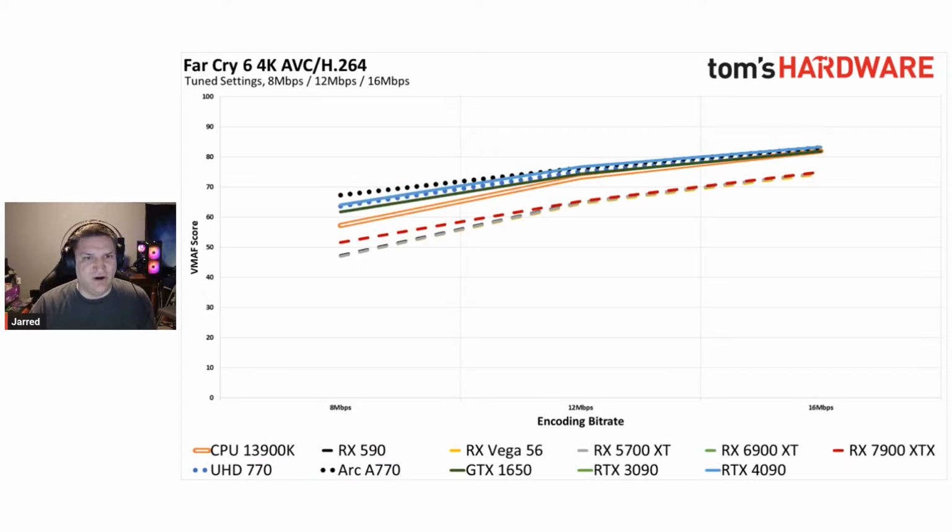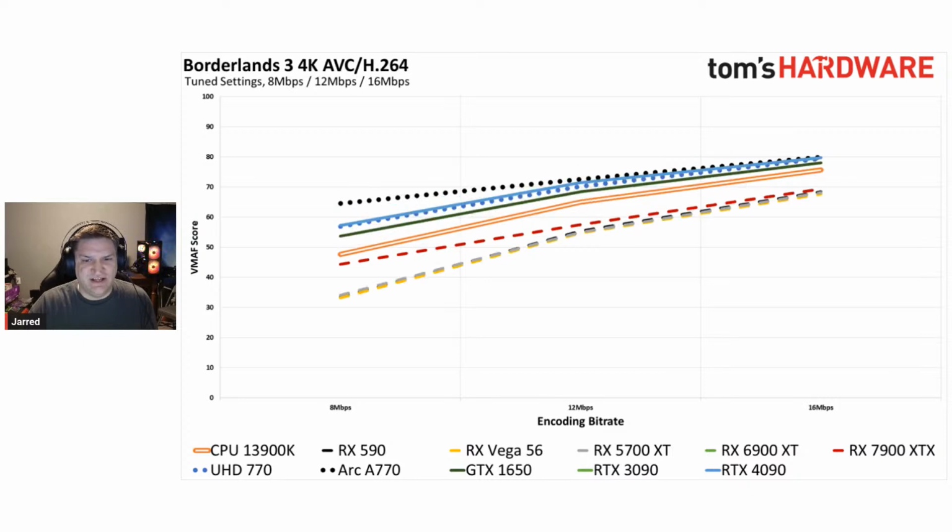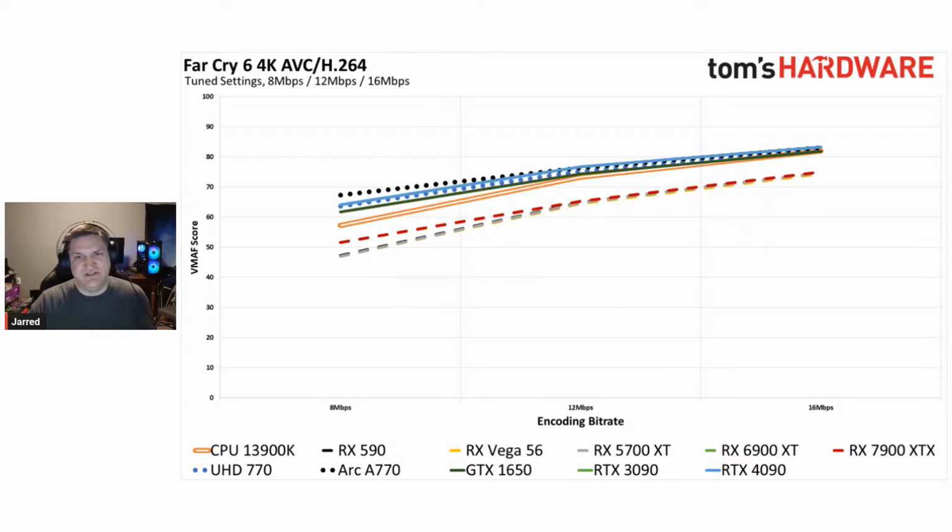Let's go on to Far Cry. If I flip back just to show you, this is slide 20, so if I go to slide 17, this is the same thing for Borderlands 3, and you can see how everything dropped on Borderlands 3. So the Far Cry 6 sequence has less movement or less difficulty in encoding, so the quality improved a little bit. It doesn't really change the standings much.